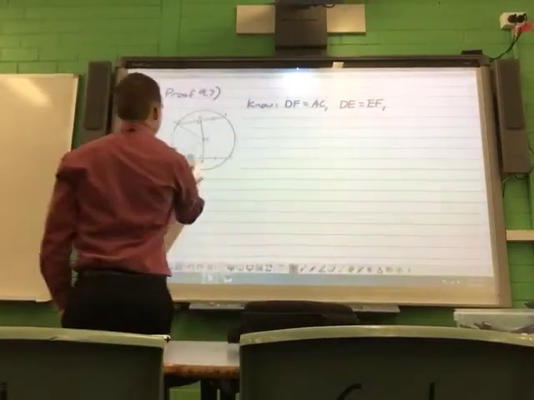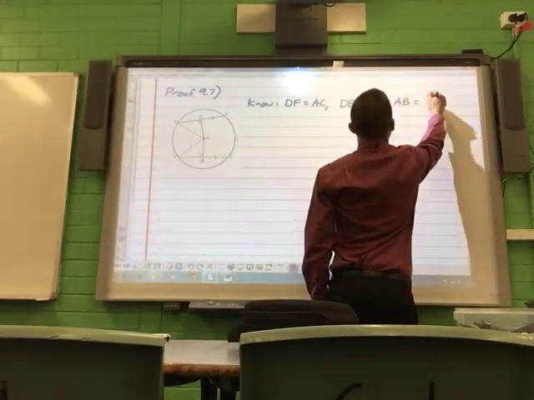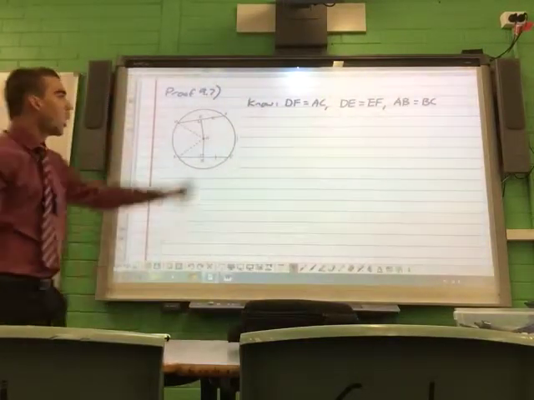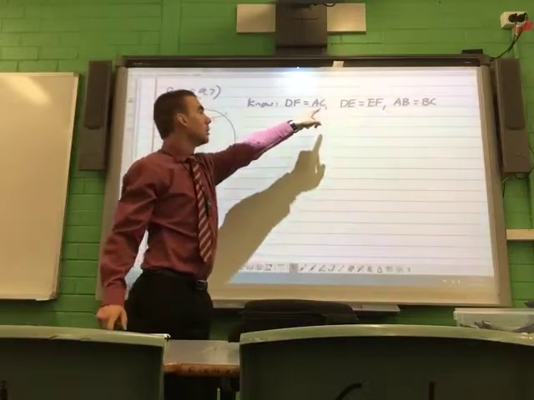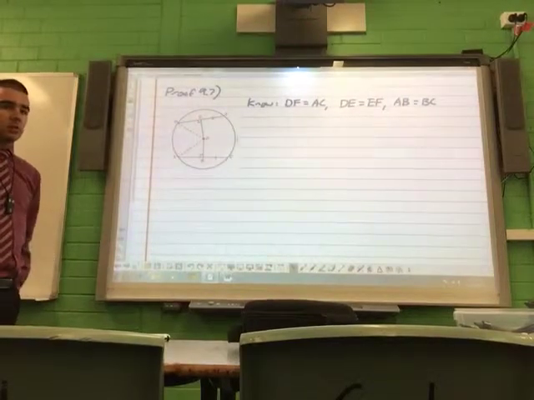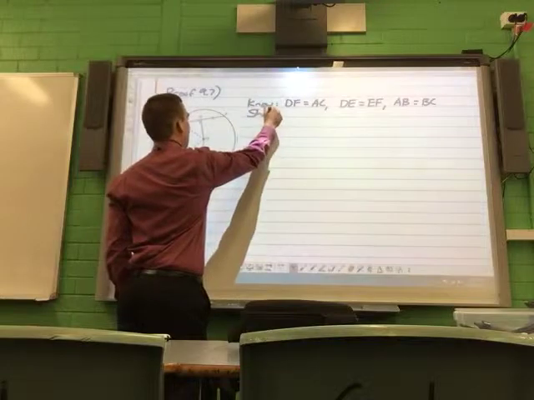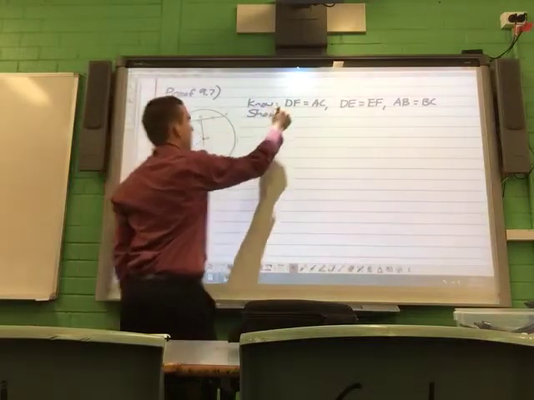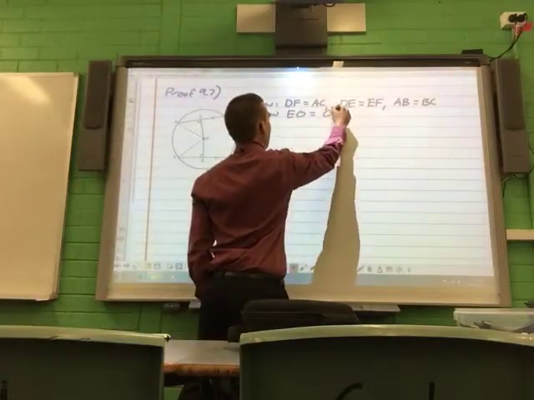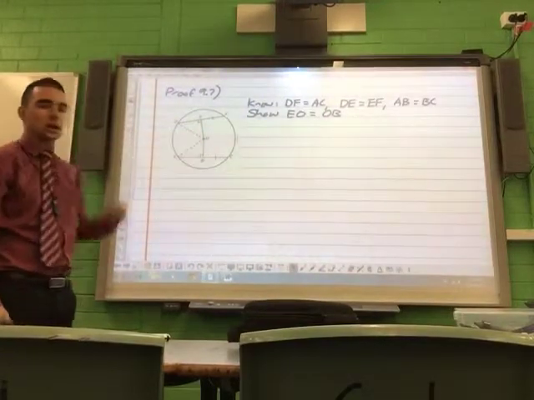And AB is equal to BC. That's what we know. We can't just state though. We are told only the first one. If you are going to use the last two properties there, you will need to give that reason as to what we've done in the last property. We need to show that EO is equal to OB. That's what we're showing, that these two lines here, intervals, are equal.